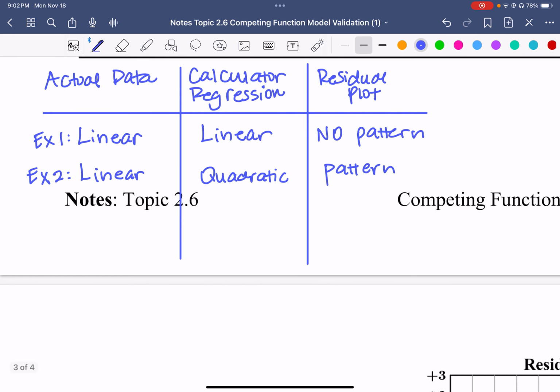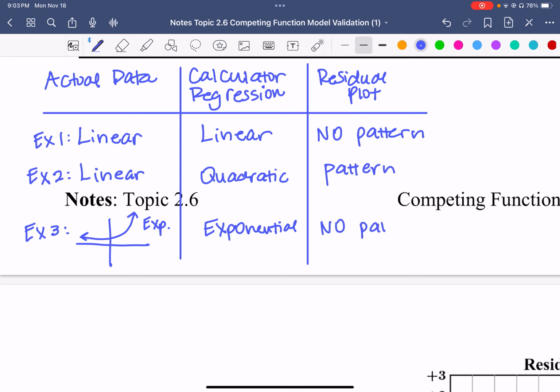Or for example, let's say example 3, let's say I give you a graph, and then let's say that the graph looks like this, okay? That is clearly an exponential graph. If the data is exponential, I should run an exponential regression. So if the graph is exponential and I click exponential in the calculator, then I have done it correctly. The model is appropriate, so I will see no pattern.